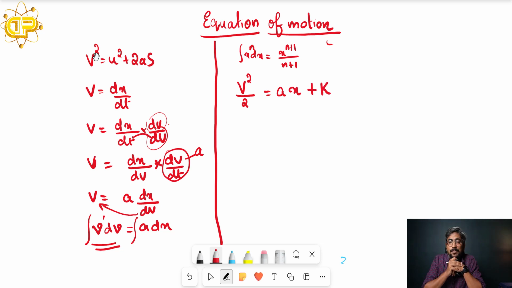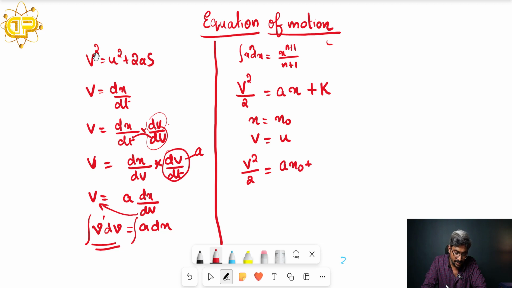So now what happens to the k value? What is the k value there? If I'm saying that if my x is equal to x0, my v will become what? u. So I'm substituting the values there, then I'll get v square by 2 is equal to a x0 plus k, right? So here it will become u square by 2, right? Now what happens there? So k value is equal to u square by 2 minus a x0, right?